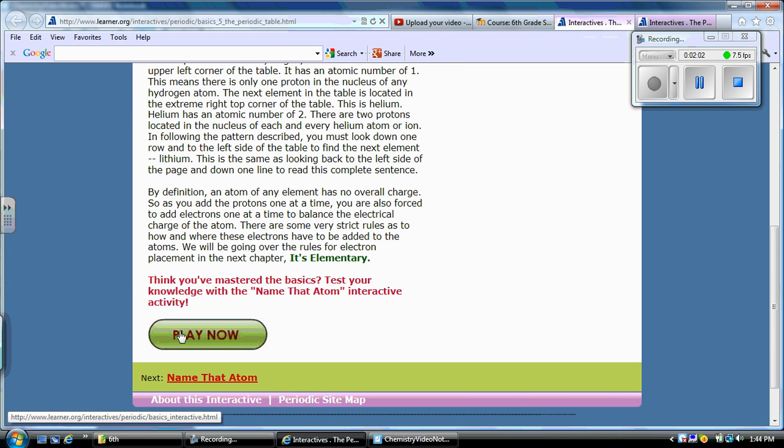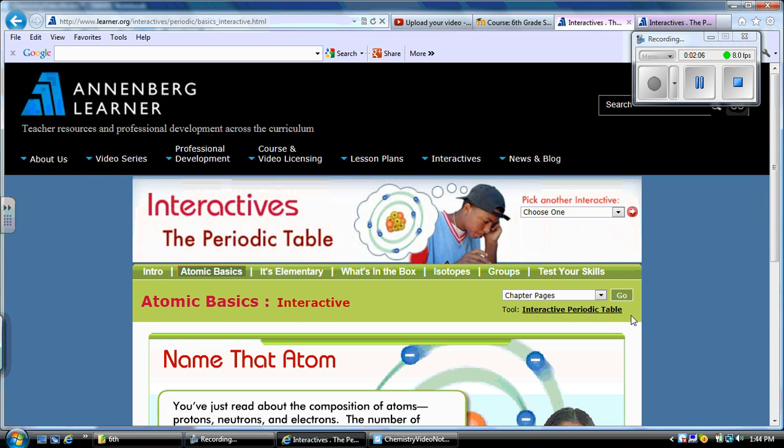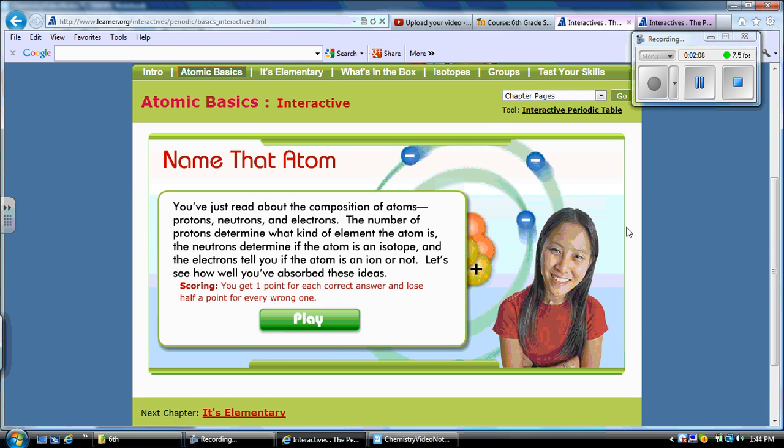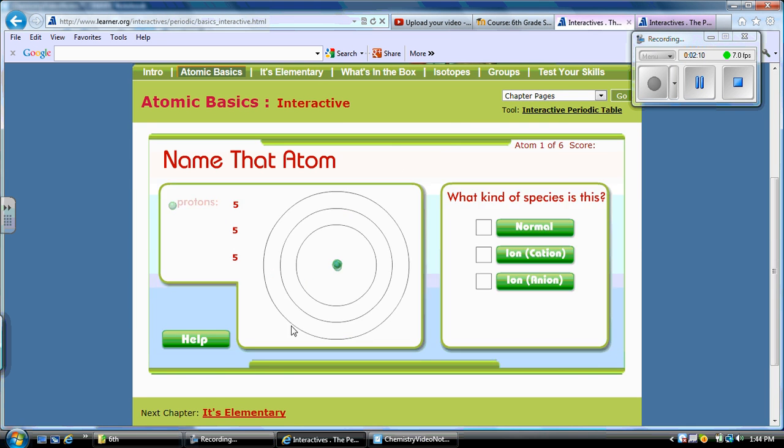There's also on this website, after you get done with the notes, you can play the game, okay, name that atom. So you can go to that website and you can play a game and figure out what type of atom it is. This will be a good review for you to do after you finish your notes.